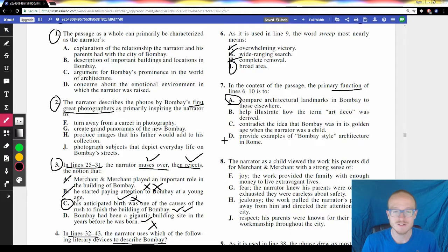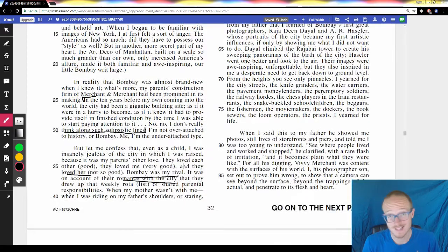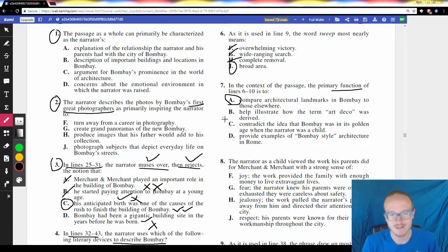Help illustrate how the term Art Deco was derived. So notice that they talk about a local invention's name derived in all probability from the imperative of to Z, Art Deco. But that's something that's not in 6 through 10. Contradicts the idea that Bombay was in a Golden Age, doesn't do that, right? They talk about how fancy this place is. Provide examples of Bombay-style architecture in Rome. This is a close one, right?